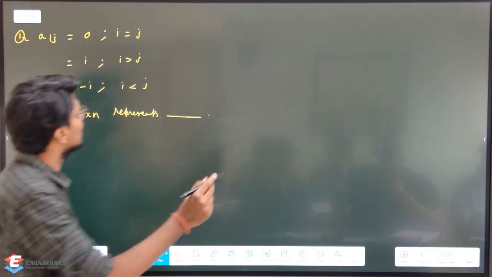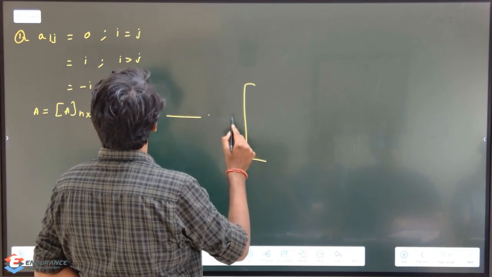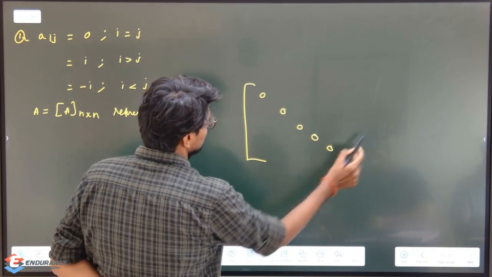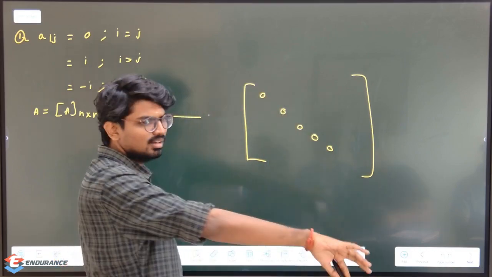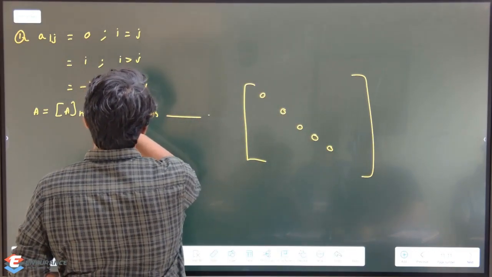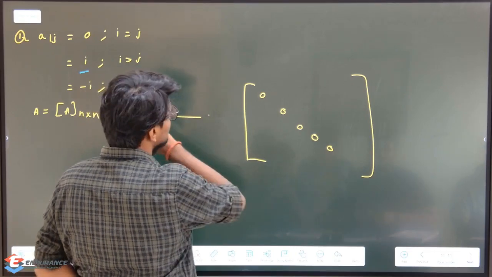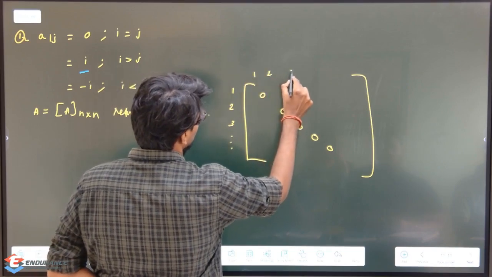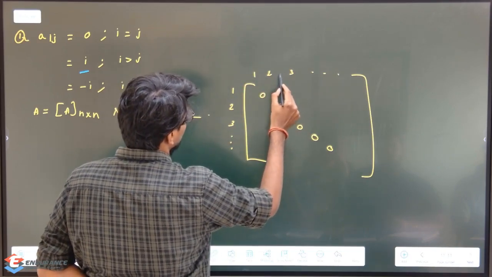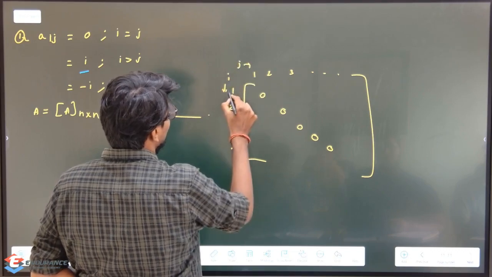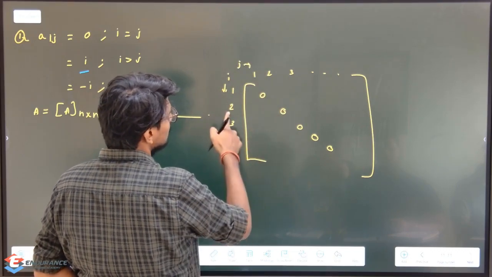See, take any matrix. First of all, when i and j are same, it has to be 0, right? So my leading diagonal element should be 0. And Aij should be equal to i when i is greater than j. So this is 1, 2, 3, etc. This is i, and this is j. When i is greater than j, what does it mean? 2 is greater than 1.